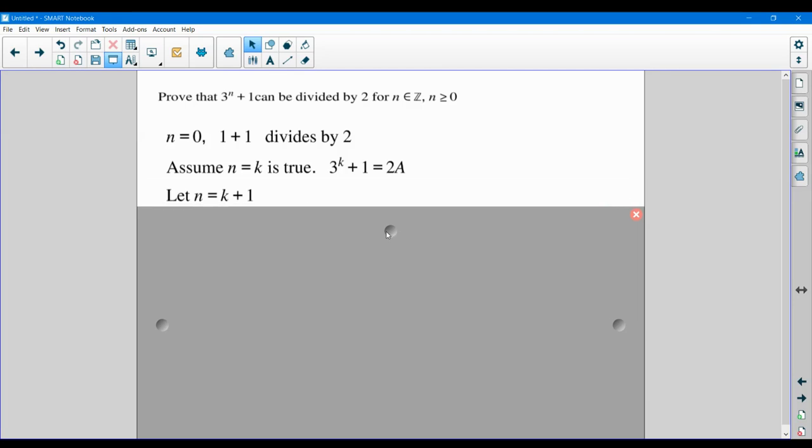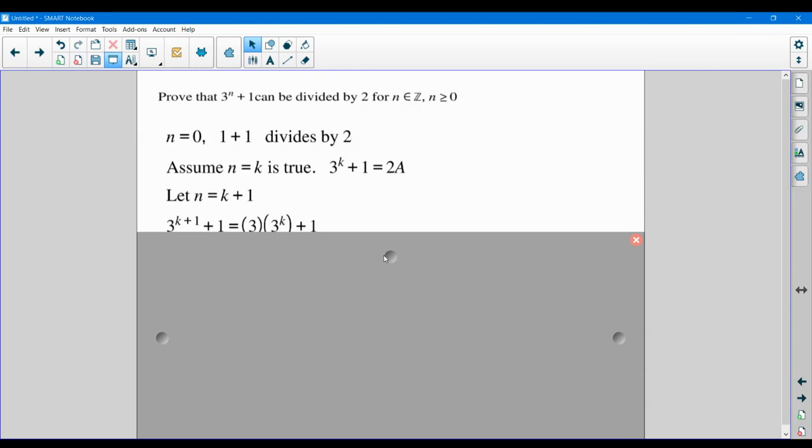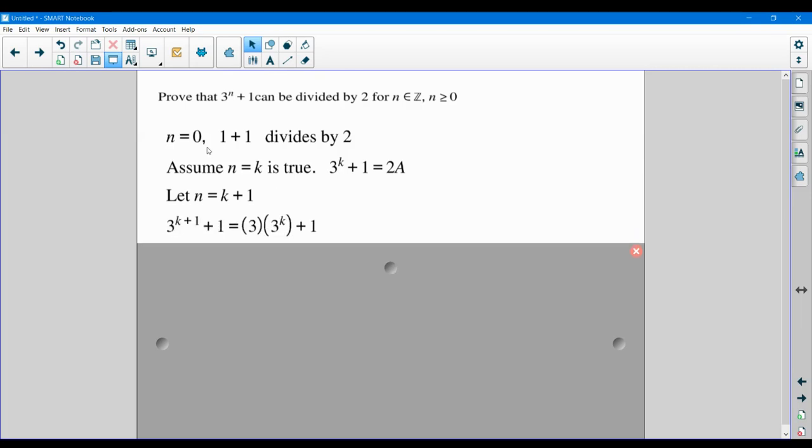Let n equal k plus 1. Now this is my inductive part. So I'm now just going to put it in: 3 to the power of k plus 1, plus 1. And I'm just going to think about rewriting that. So I can write that as 3 times 3 to the k, plus 1.